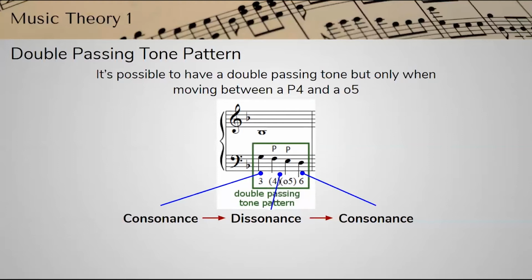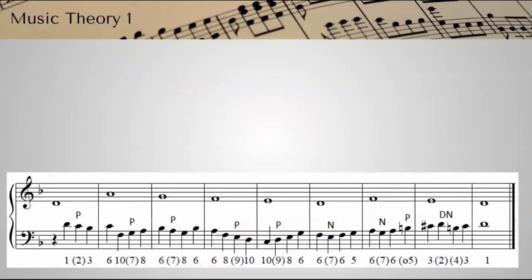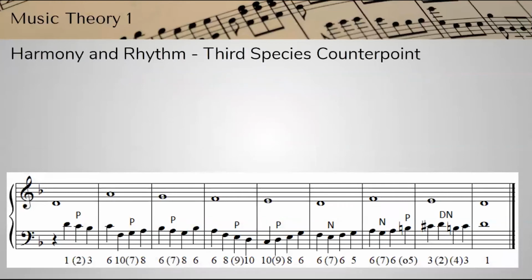Right? And that is one of the few cases where we can not resolve by step to a consonance. Because that's all part of the same pattern, it happens quickly, so it's actually okay to do that in that situation. All right. And so we would label both the passing tones with the letter P in that case. We don't really do D, P, I guess, for double passing tone. Just write two P's for the two passing tones that are in that pattern. Okay.